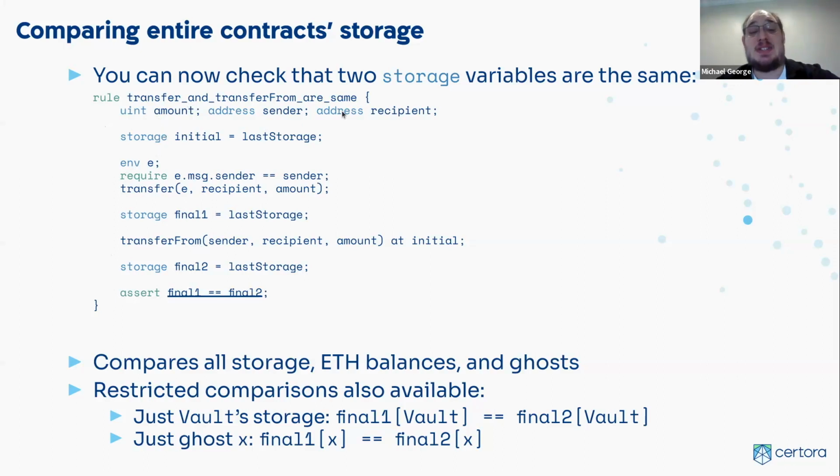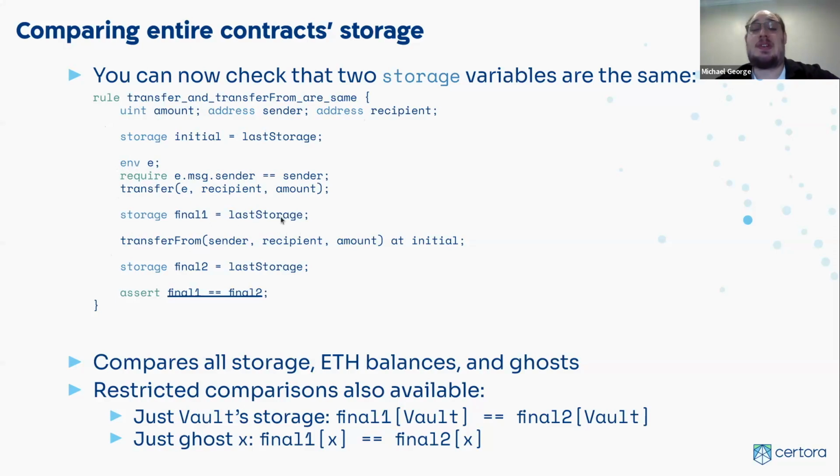Well, we have an amount and a sender and a recipient. We save the storage at the beginning before we call any blockchain methods, and I call this the initial state or the initial storage. We then call transfer, and this is just setting up an environment with the correct sender. And then here I'm storing the final storage.